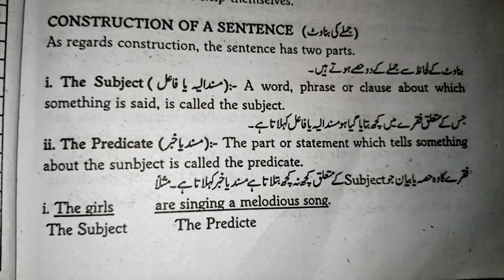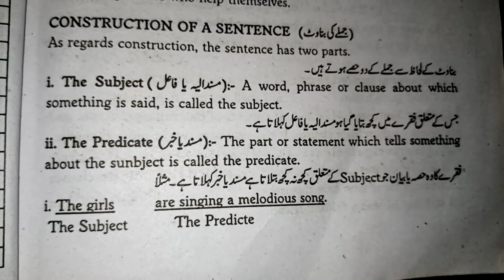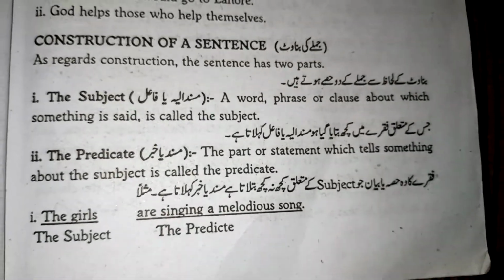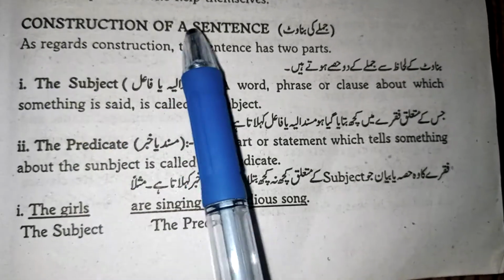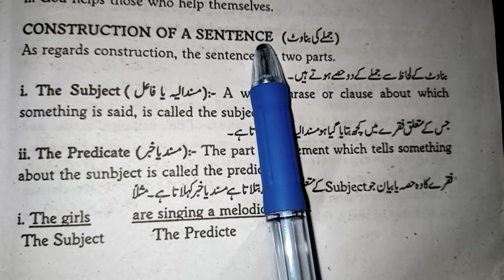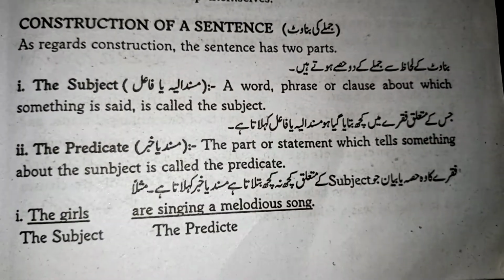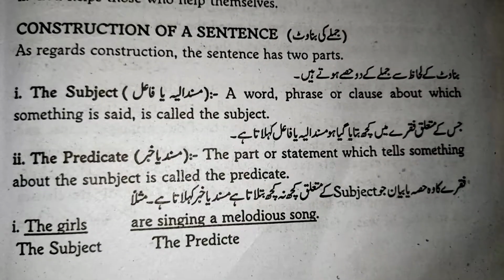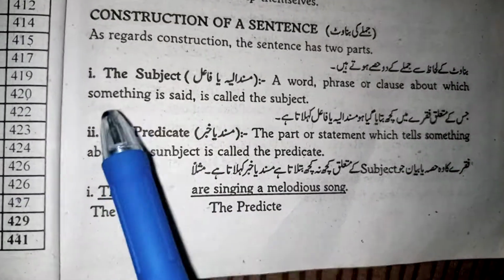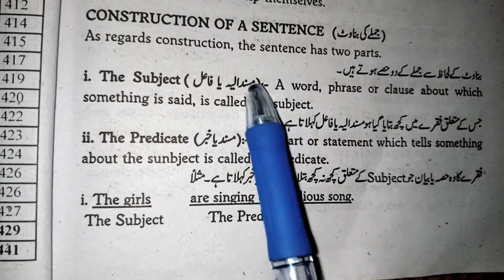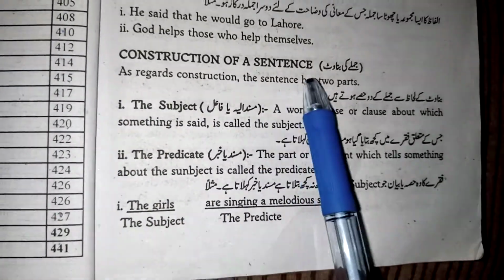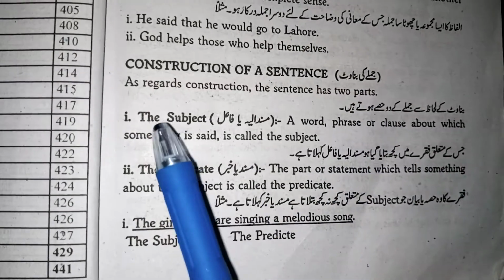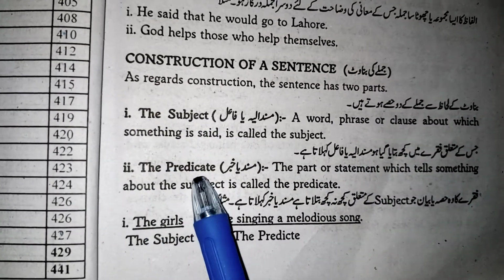This is our online class for BS English, and the topic we have selected for today is construction of a sentence, or to see how a sentence structure is built. So let's start our topic. As regards construction, the sentence has two parts, the subject and the predicate.